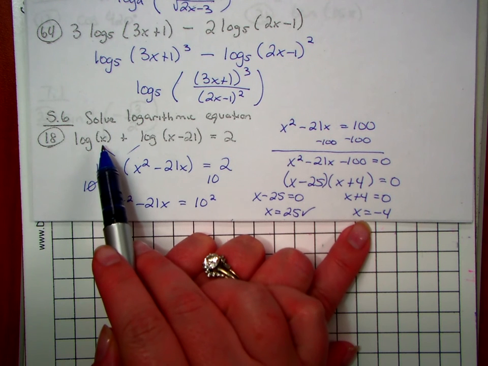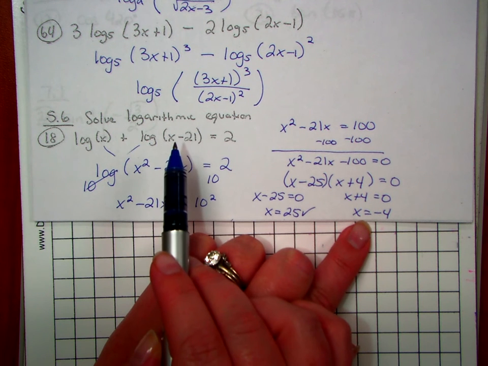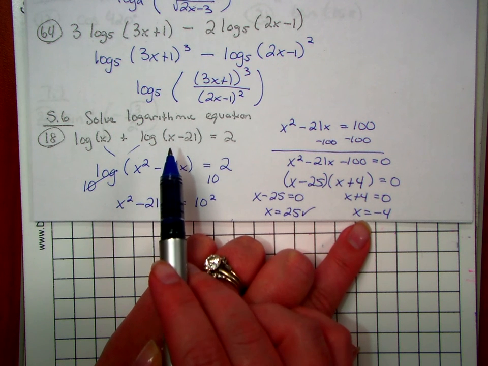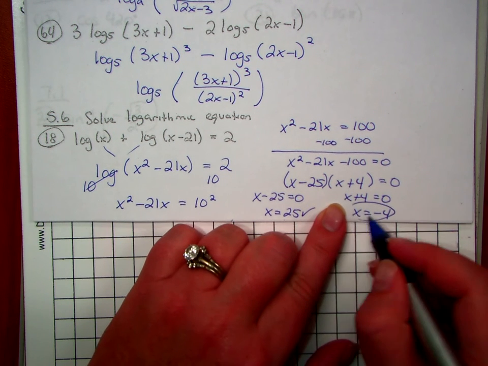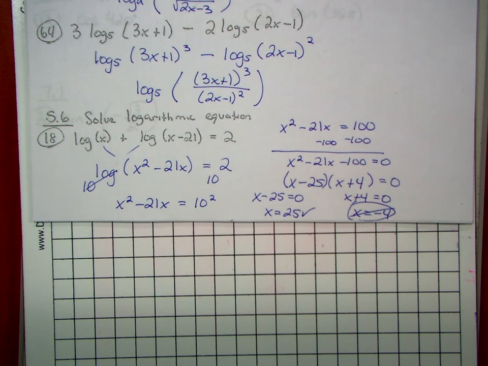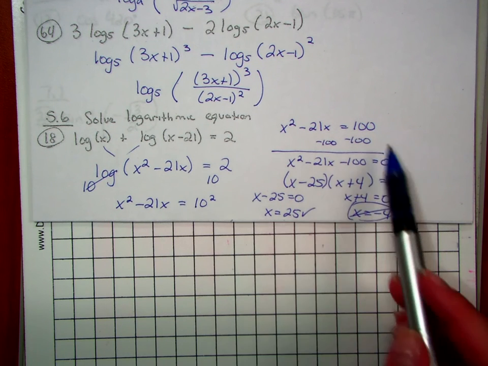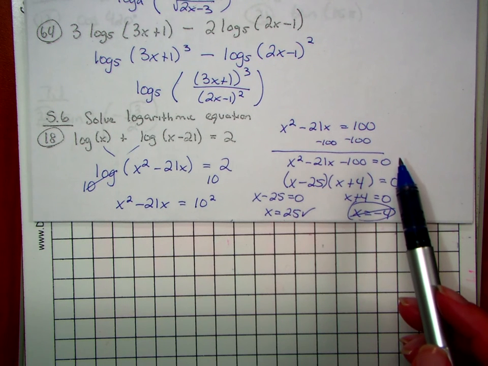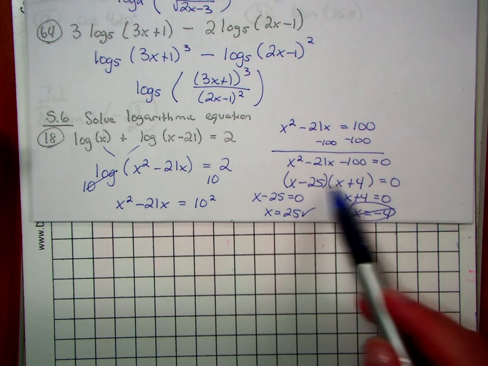But what about negative 4? If I plug negative 4 into the first one, then I get a log of a negative number, and we can't do that. And if I plug negative 4 into the second one, we have another log of a negative. So negative 4 is not a solution. Make sure you're checking your answer, because I guarantee you there is going to be an option of an answer negative 4 and 25. And then there's going to be an answer just negative 4, an answer just 25, or an answer of some off-the-wall factor.